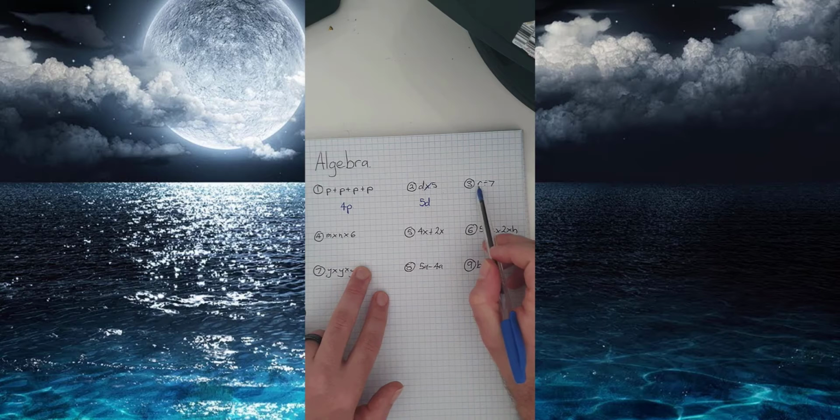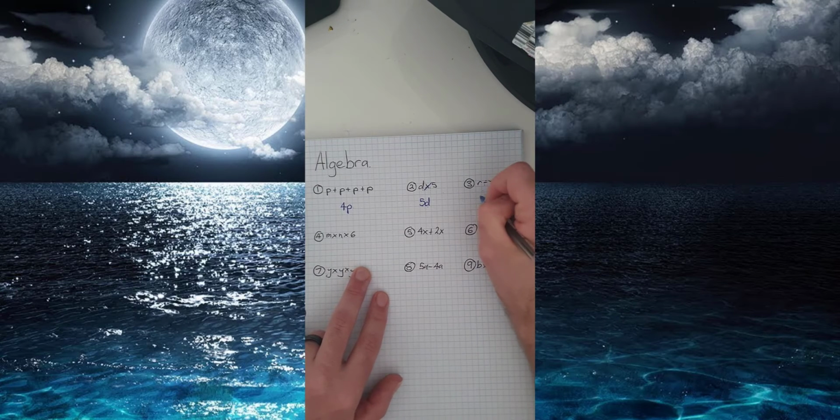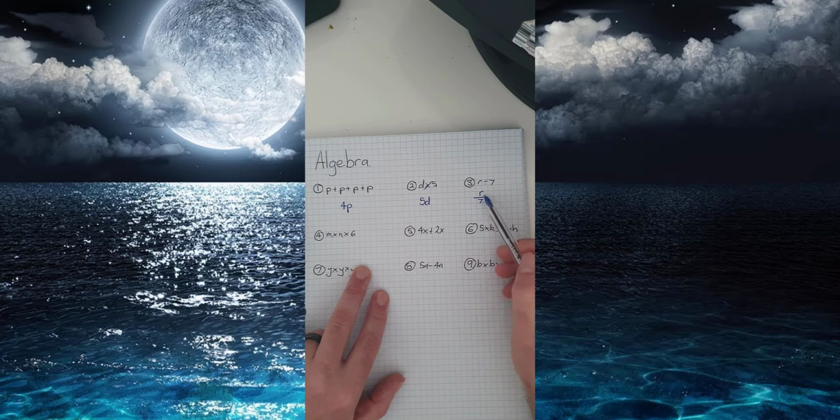Coming over here, r divided by 7. Now we don't write it like that in algebra. We write it as a fraction, with r being the numerator in this case, and 7 being the denominator. Now the pronumeral can be either or, just depending on the expanded version.